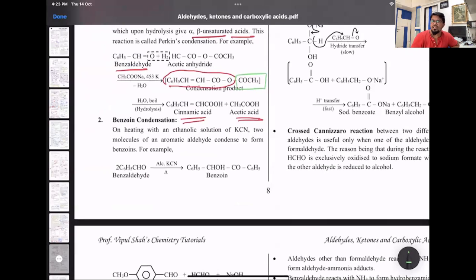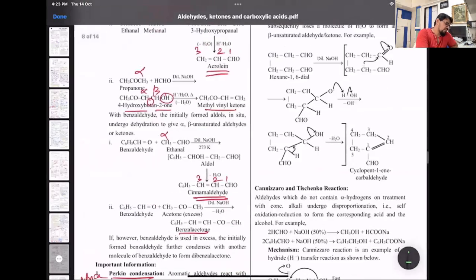Benzoin condensation. What is that part? On heating with alcoholic potassium cyanide, 2 moles of aromatic aldehyde condense to give you benzoin. Benzoin is basically you have an OH and a C double bond O group, 2 groups together, like how we have aldol. Same way benzoin, but specifically only with benzaldehyde. So you have C6H5, CHOH, CO, C6H5. That's the compound form. That's benzoin.